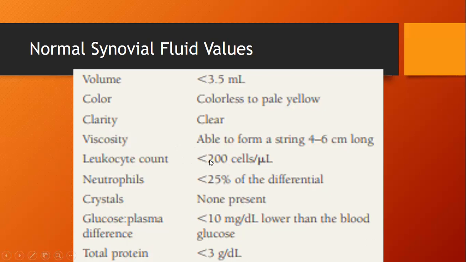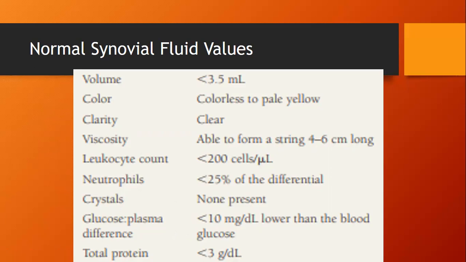The cellular contents are as follows. It may contain less than 200 cells per µL of leukocytes, and these leukocytes are comprised of less than 25% neutrophils. Usually, you do not see crystals. However, in gout or pseudogout, you might see some crystals.